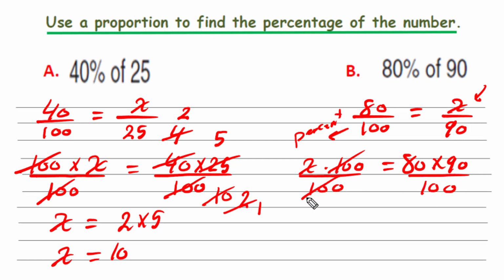Cancel out common factors. We get x equals 80 and 100, 90 and 100. Double zero up and double zero down, we can divide by 100. So 100 divided by 100 equals 1, and we are left with 8 times 9. Multiply the remaining factors, 8 times 9 equals 72. So the value of x is equal to 72.